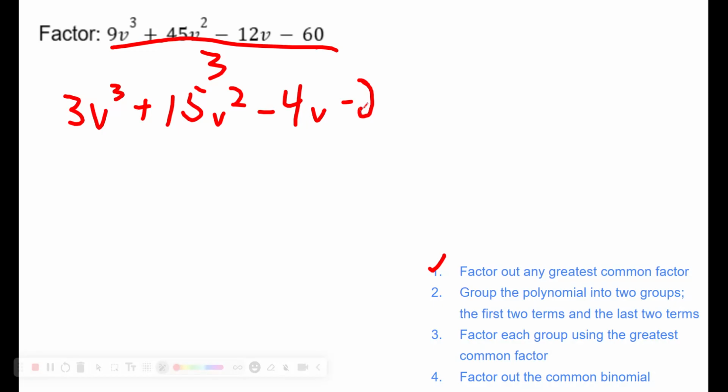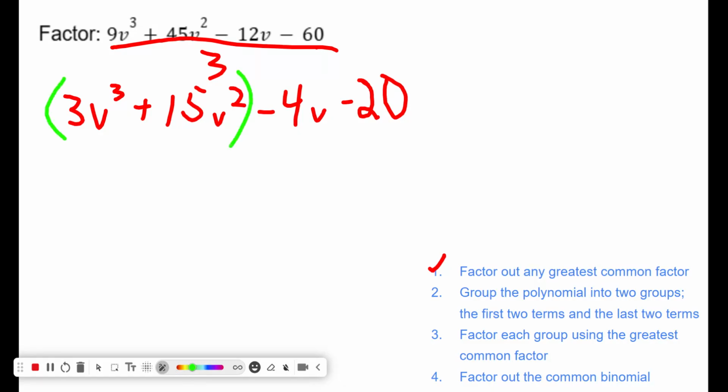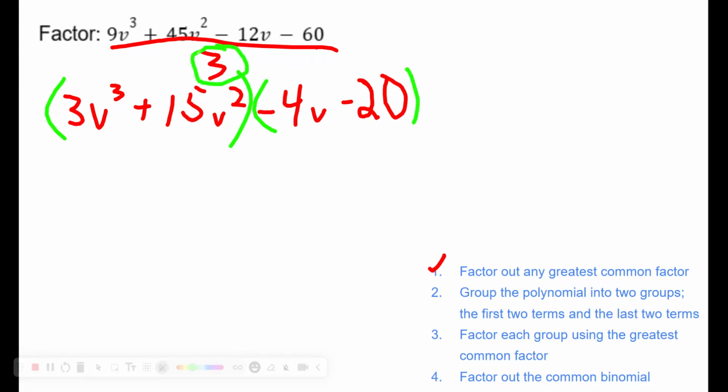It's just like a spot that's not letting me write on it. All right, done that. Let's go to the second one. Group the polynomial into 2 groups here. And also, we cannot forget about this 3 at the end. Let's put like a star, some sort of reminder. We're going to need to include that 3 at the end. All right, we've got the first 2 terms and the last 2 terms. Let's factor each group with the greatest common factor.